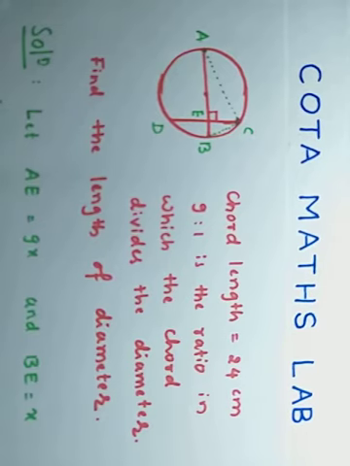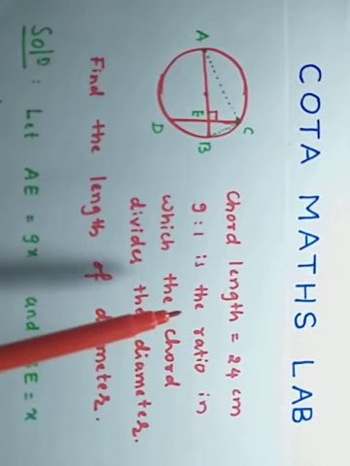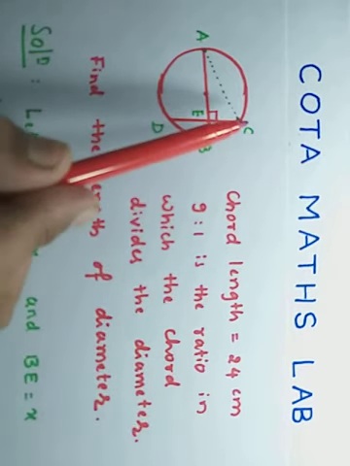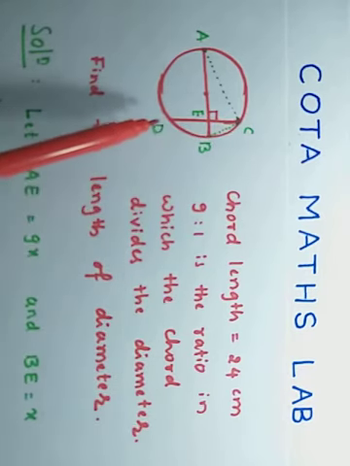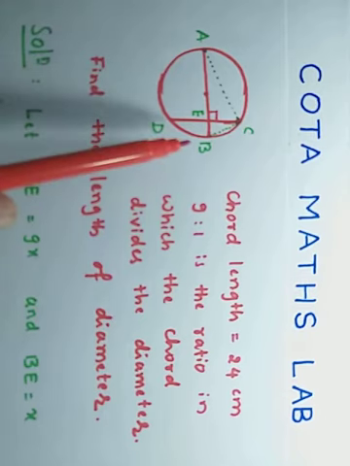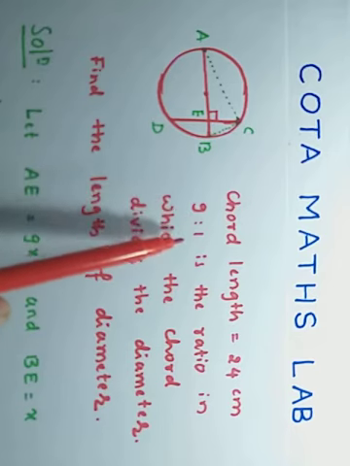In this video, we are discussing a problem on the circles chapter. Here is a question. The question says, a chord of length 24 centimeter intersects the diameter AB in the ratio of 9:1.